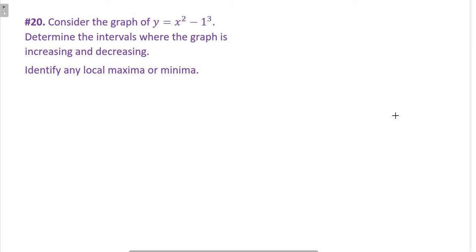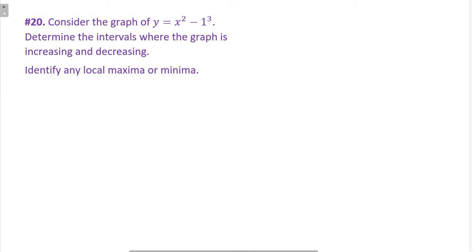Today we're asked to look at a graph and determine the intervals where it's increasing and decreasing and to identify any local max or min. So this is going to be a calculus application, but we're going to look at it graphically as well. All right, so when we're asked increasing, decreasing, that's a first derivative problem. The first derivative of a function tells us the behavior of a graph with regards to whether it's increasing or decreasing. But because they gave us such an easy function, let's look at this function they gave us.